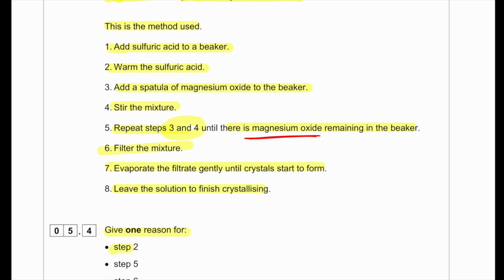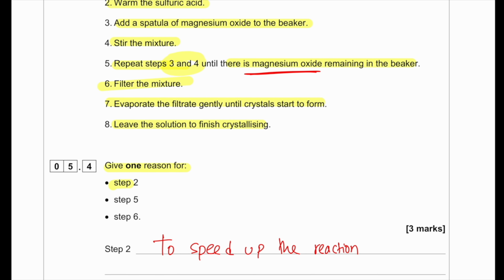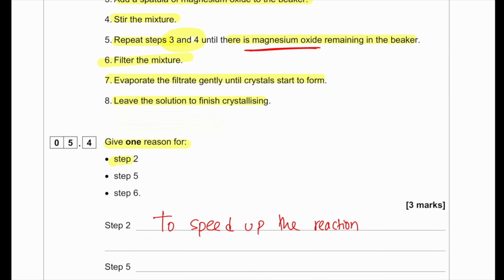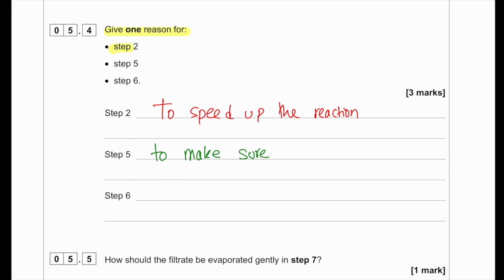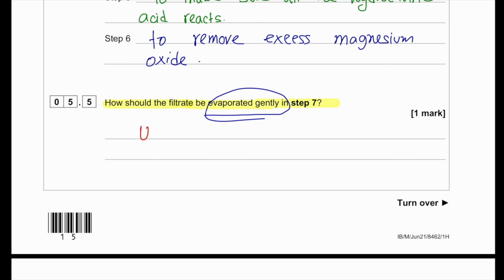Step 5, repeat steps 3 and 4 until there is magnesium oxide remaining in the beaker. So as I already told you, this is to make sure all of the acid reacts. For step 6, filter the mixture. So we are filtering the mixture to remove the excess magnesium oxide from the solution, so that we can have a pure solution, which we can then crystallize. How should the filtrate be evaporated gently in step 7? Whenever we have the steps for evaporating gently, we must do this process on top of a boiling water bath. So we can use a boiling water bath.